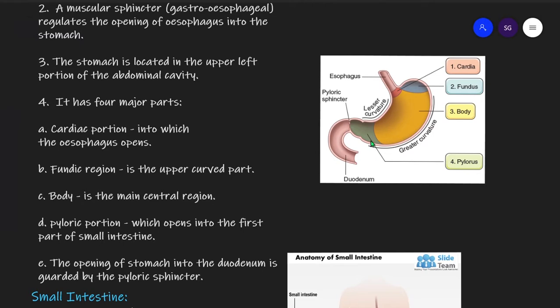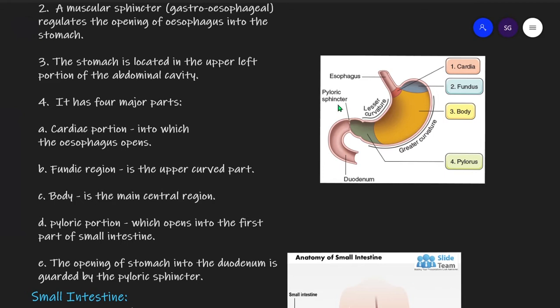And fourth is the pyloric portion, which opens into the first part of the small intestine. This green color part is the pylorus. This opens into the first part of the small intestine, which is called the duodenum. The first part of the small intestine is called the duodenum, and the pylorus opens into the duodenum. The opening of the stomach into the duodenum is guarded by the pyloric sphincter.